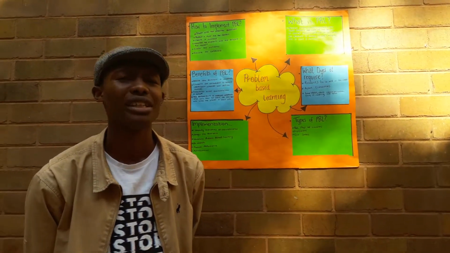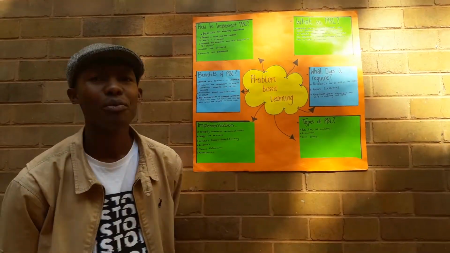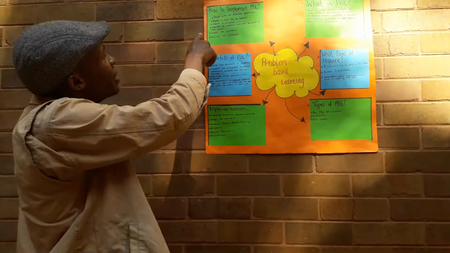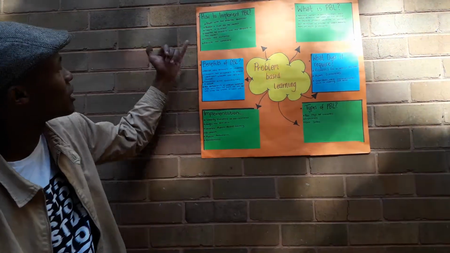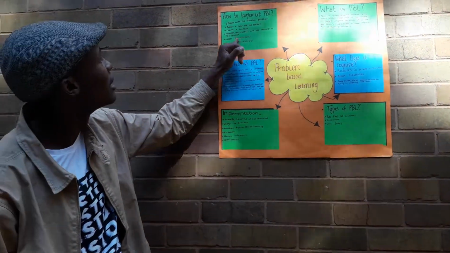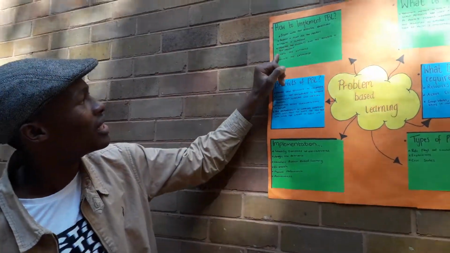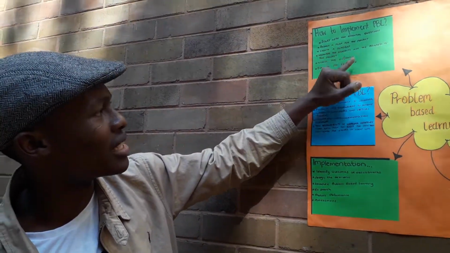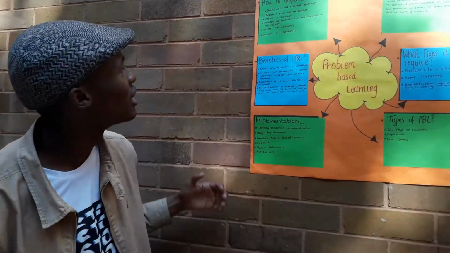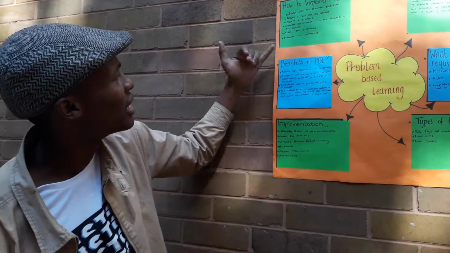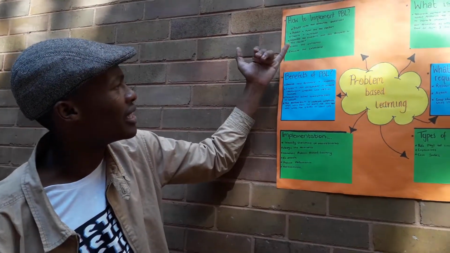I'm going to explain how to implement PBL. You need to start with the essential questions, and we also need to design a plan for the project. Create a schedule, and you also need to monitor the students and progress of the project. Assess the outcomes, and you also need to evaluate the experience.